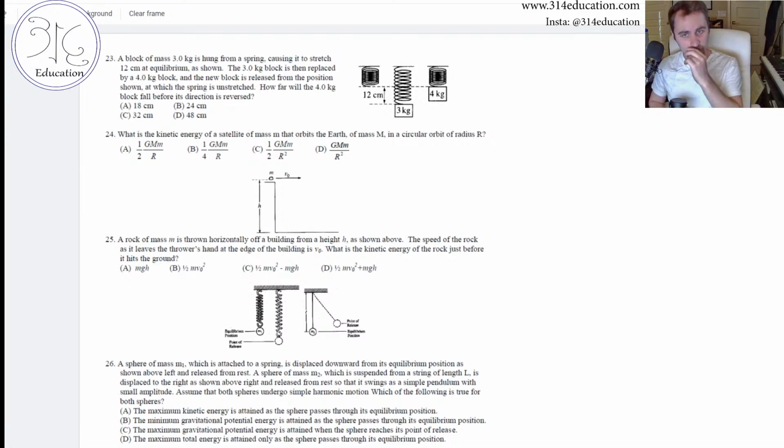A block of mass 3 kilograms is hung from a spring, causing it to stretch 12 centimeters at equilibrium as shown.